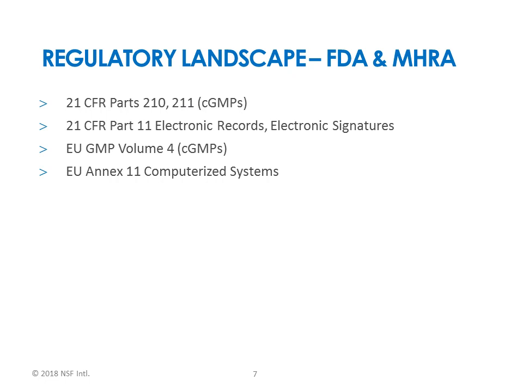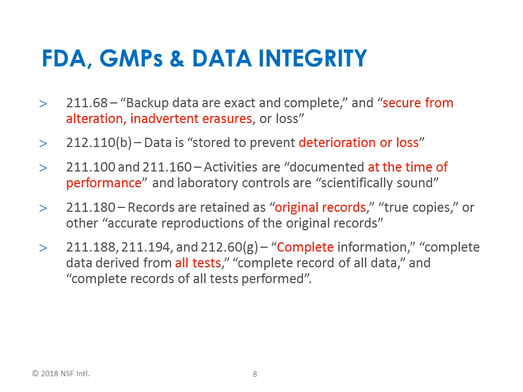And then the sister documents are the MHRA EU GMP Volume 4, as well as EU Annex 11. These documents, which are really the minimum regulations, incorporate a lot of data integrity aspects as well, as we'll see on the next slide.